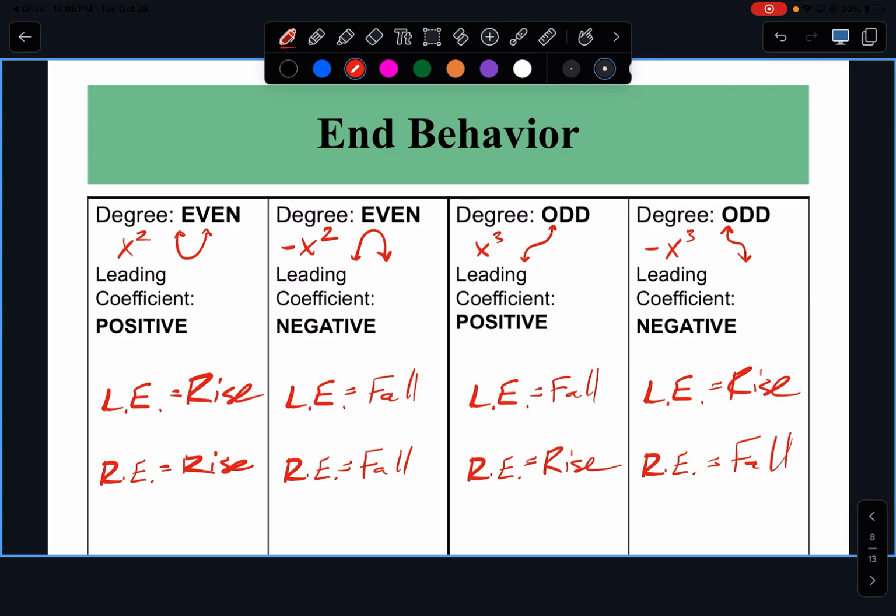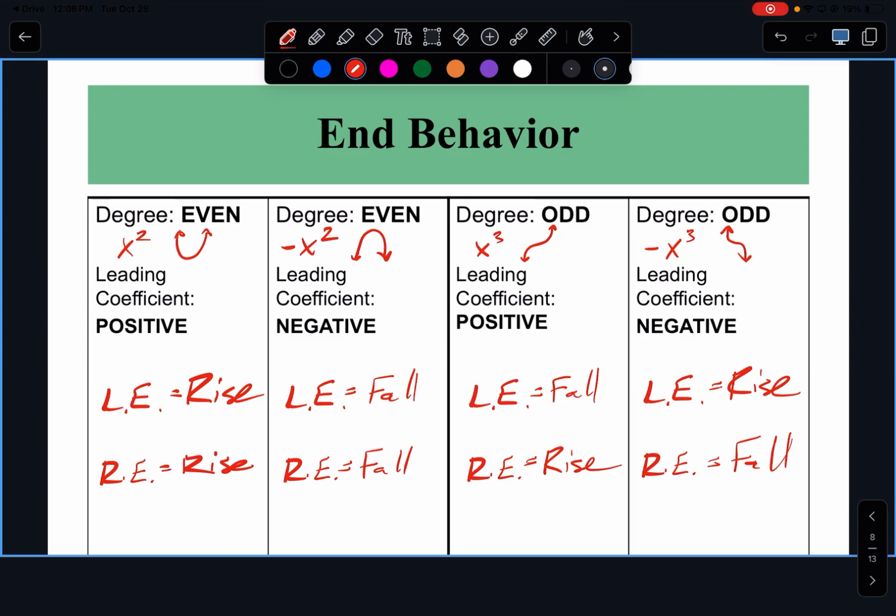When we go back to the even, that could be x to the fourth. Obviously, the picture would look different, right? But you're still going to have the same end behavior. There's just going to be an extra turn in there. Okay, so if it was x to the fourth, there's going to be 3 turns in the graph. Right? So it would be fall and then rise and then fall and then rise.